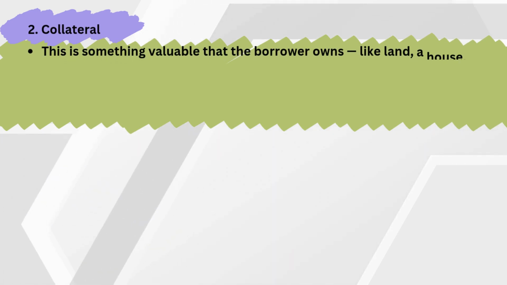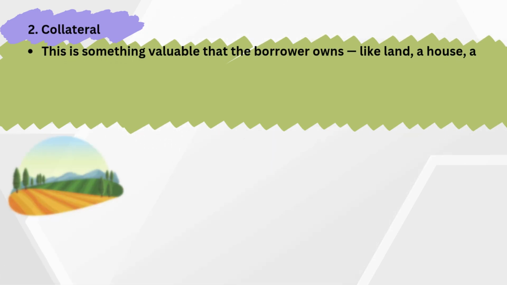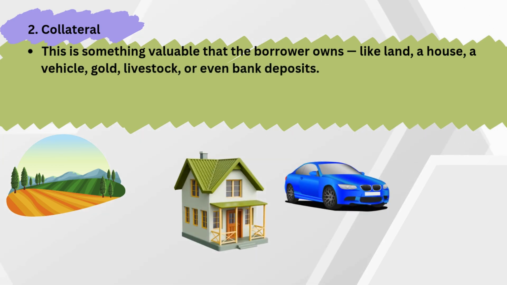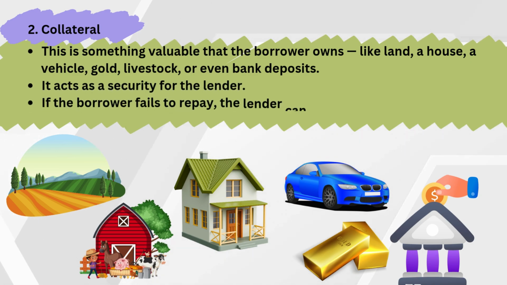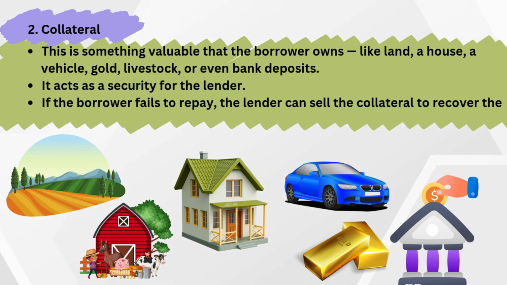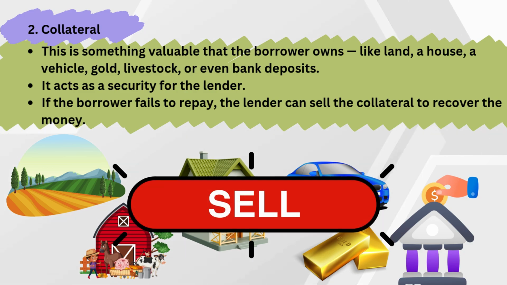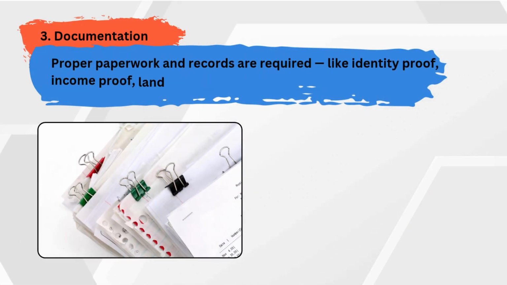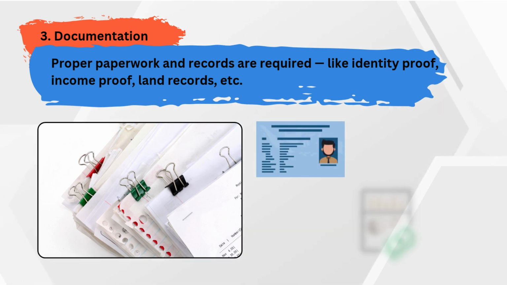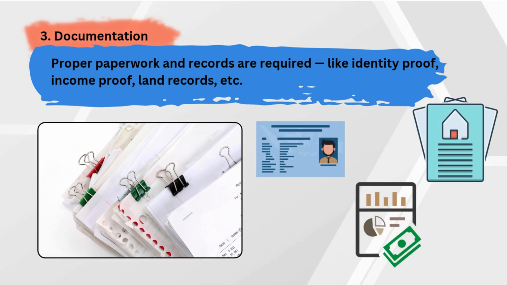Now, second is collateral. This is something valuable that the borrower owns, like land, a house, a vehicle, gold, livestock, or even bank deposits. It acts as a security for the lender. If the borrower fails to repay, the lender can sell the collateral to recover the money. Now, third is documentation. Proper paperwork and records are required, like identity proof, income proof, land records, etc.